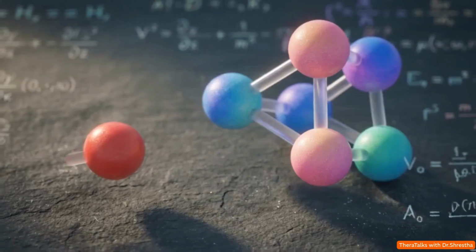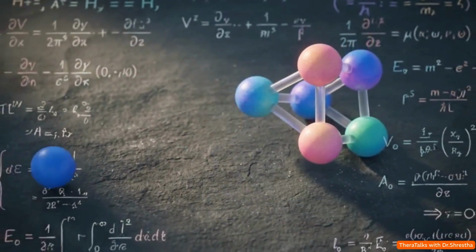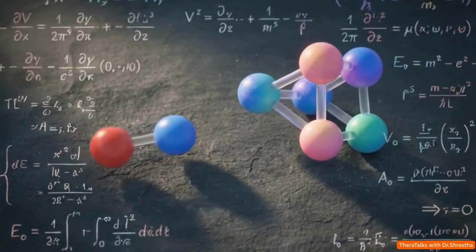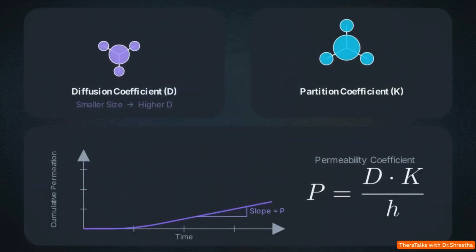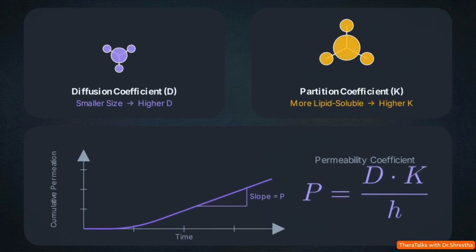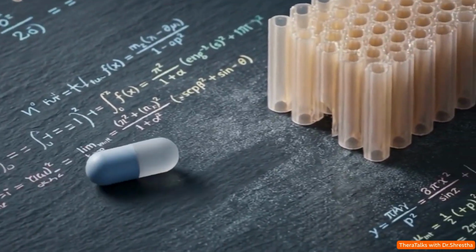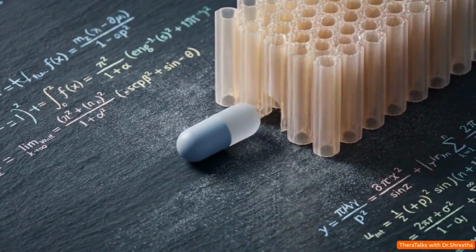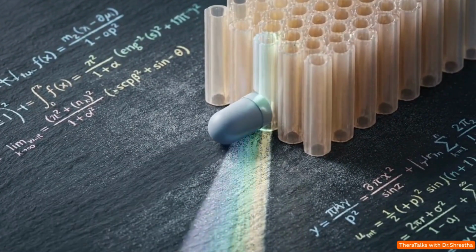To change the angle of this slope, to speed up or slow down delivery, pharmacologists must physically alter the drug molecule. Making the molecule smaller increases its diffusion coefficient, while increasing its lipid solubility boosts its partition coefficient. Either edit steepens the curve. By decoding the geometry of the permeation curve, bioengineers gain the mathematical blueprint required to design highly targeted, perfectly timed drug delivery systems.